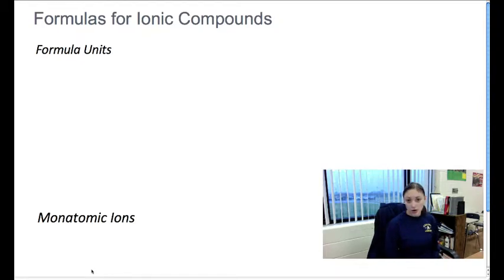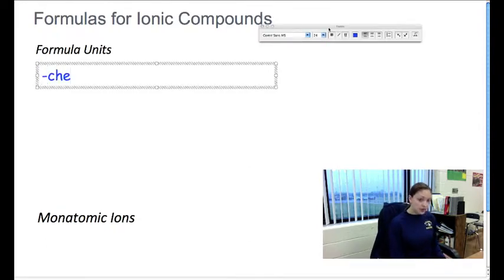We drew the dot diagrams earlier, so that was an introduction to writing formulas. But now we're going to look at how to write these without having to do those dot diagrams every single time. And so we start off here with what is called a formula unit. Okay, formula units are just the chemical formula for an ionic compound.